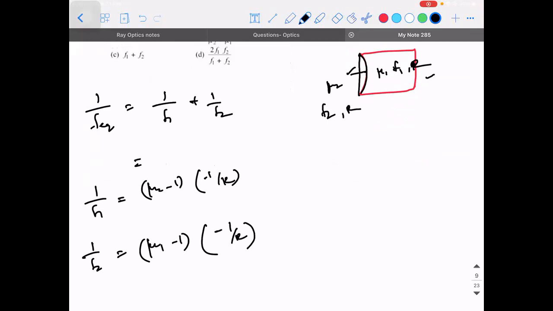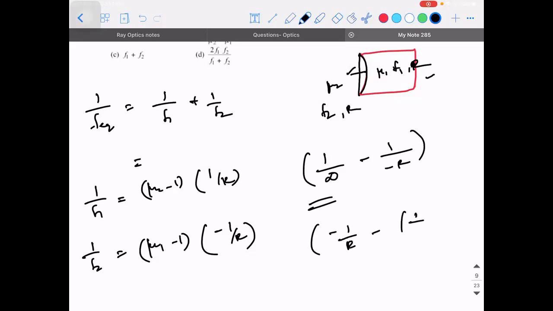For the concave, you have to put 1 by infinity minus 1 by r, sir, and for the convex you have infinity, so you have to put 1 by minus 1 by... plus 1 by r. Okay, mu2 minus 1, sir, into 1 by r, then for convex it will be 1 by r minus 1 by infinity, right? Minus 1 by r minus 1 by infinity. So here minus 1 by r will come.